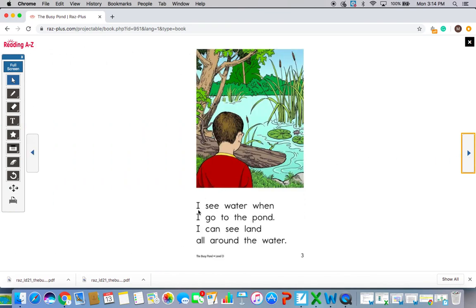As you read the story, don't forget to point to each word as you read it. I see water when I go to the pond. Now it's your turn to read along with your grown-up.